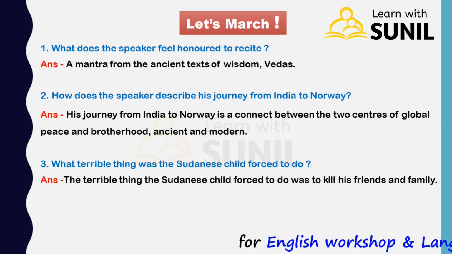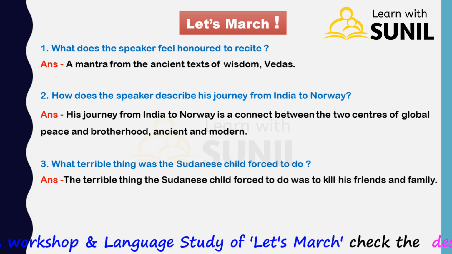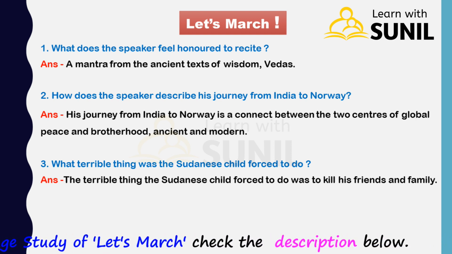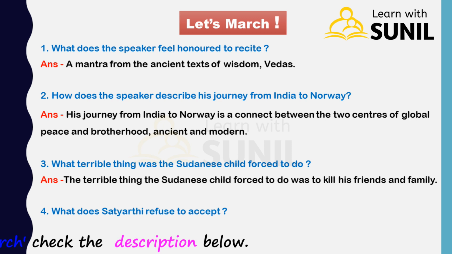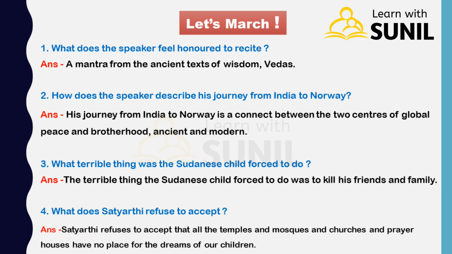Third, what terrible thing was the Sudanese child forced to do? Answer. The terrible thing the Sudanese child was forced to do was to kill his friends and family. Next, what does Satyarthi refuse to accept? Answer. Satyarthi refuses to accept that all the temples and mosques and churches and prayer houses have no place for the dreams of our children.